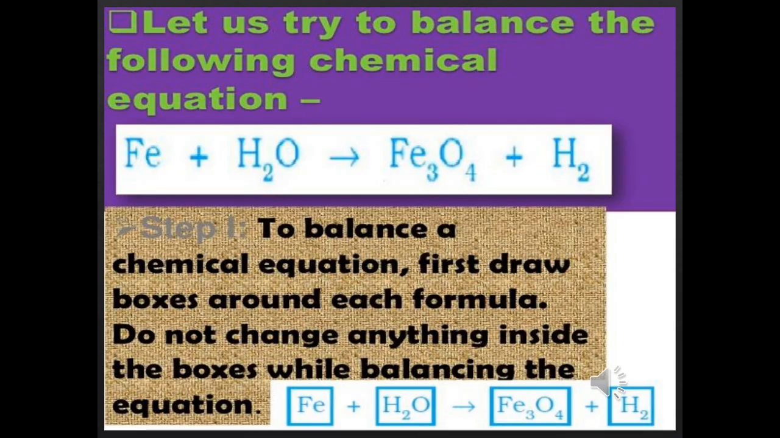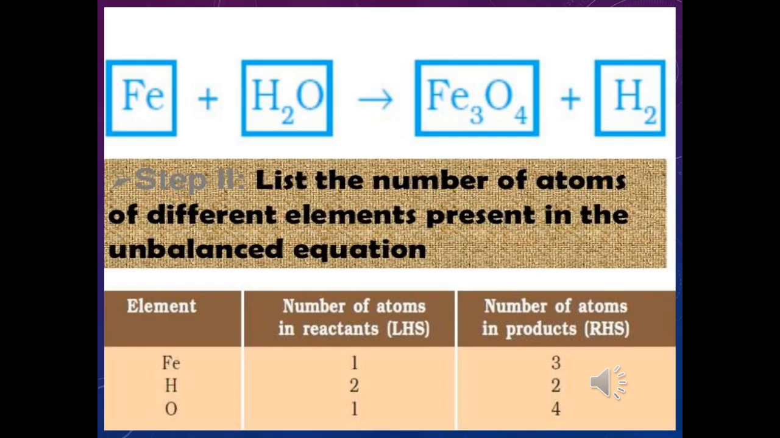Let us try to balance the following chemical equation: Fe plus H2O gives rise to Fe3O4 plus H2. Step 1. To balance a chemical equation, first draw boxes around each formula. Do not change anything inside the boxes while balancing the equation.